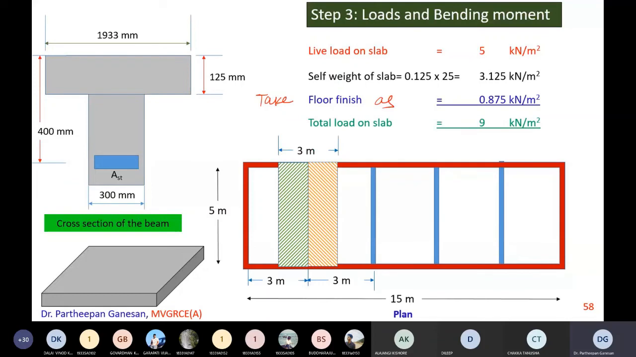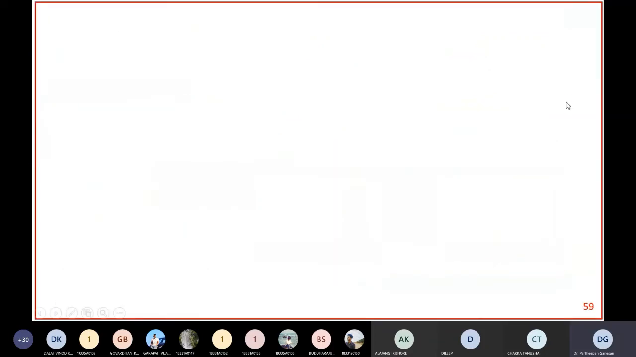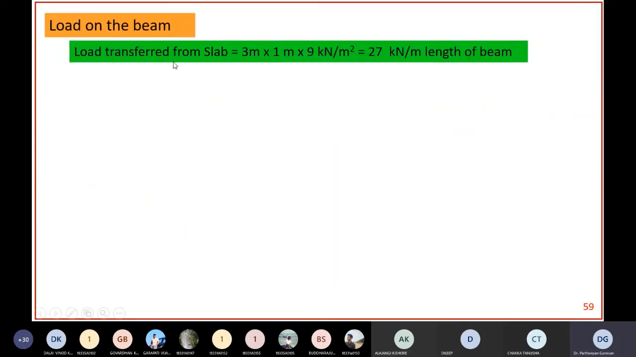And if you see the load transfer from slab to beam, the intensity of load, UDL, multiplied by the center to center distance of the beams, is coming out to be 27. Suppose in some situation you have this kind of arrangement where this is 3 meter, this is 5 meters. Then how will the transfer happen? How will you take this one? Then you have to take half of 3, that is 1.5.